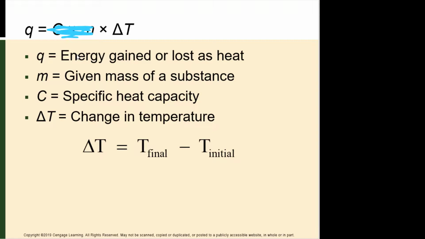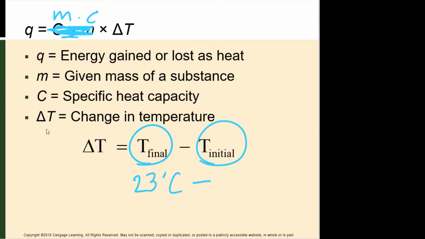Where we can just flip-flop, but I like to say M times C times delta T, where M is the mass, C is our specific heat, delta T means the change in temperature. And when we're finding the change in temperature, we always do the final temperature minus the initial temperature. And that might not always be the bigger number minus the smaller number. If something is cooling down, let's say that my final temperature was 23 degrees Celsius, but my initial temperature was 40. I can have a negative delta T, and that's okay, all right?